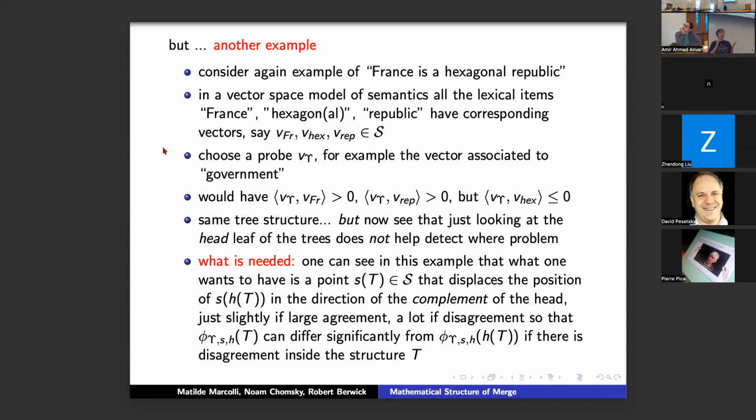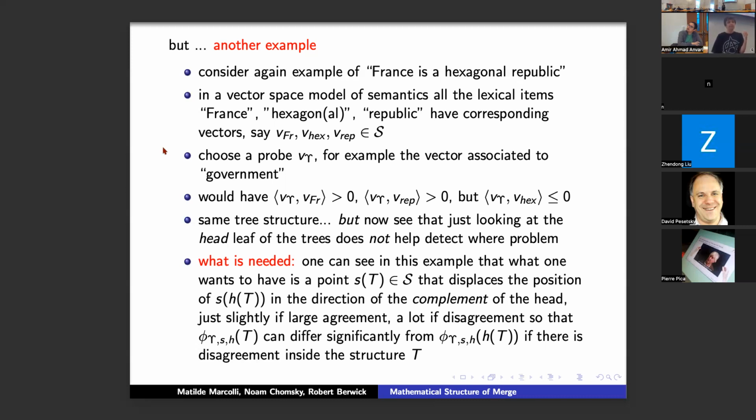So, right. However, you don't see it in this case because you're only probing the head of each tree, and just probing the head will not see that in the structure that has hexagonal republic there is a problem. Okay. So this suggests that maybe just following where the lexical items go is all you need if you're only following the position of the head in your semantic space. Maybe just following where the lexical items go is not a good idea.